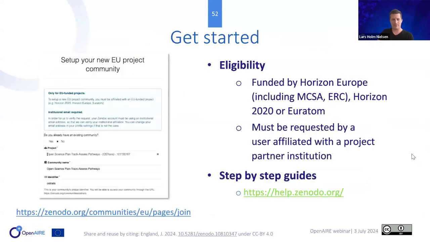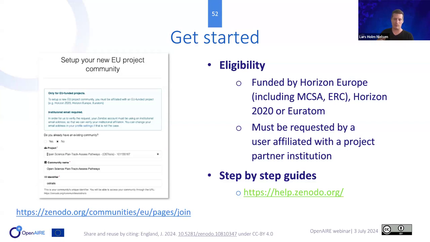Next slide. So if you're starting an EU project and would like one of these communities, it's as simple as going to this URL that you see below. There's a small questionnaire where you have to provide what your project is. If you already created a community, then you can link that existing community, and if not, we'll create a new one for it. Then we will verify that the person who requested it is actually affiliated with one of the partner institutions and that it is for one of the funded projects.